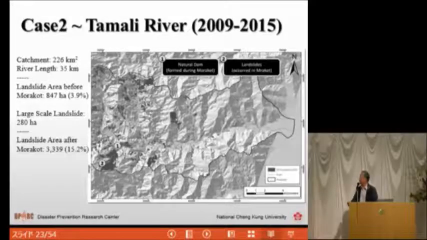Another case study is called Taimari River. From 2009 till now, this river basin is more than 200 square kilometers, and it has a large-scale landslide of about 800 hectares. And this landslide, only this landslide, its area is about 280 hectares.